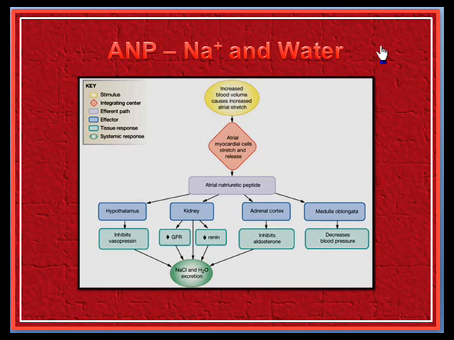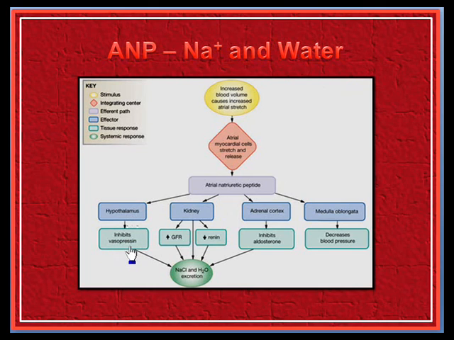Let us now see the role of ANP on the metabolism of sodium and water in the body. ANP stands for atrial natriuretic peptide. When there is an increase in the blood volume, it causes increased stretch of the atrial muscle. With this increased atrial muscular stretch, the myocardial cells in the atrium release the atrial natriuretic peptide. This atrial natriuretic peptide has action on the hypothalamus, on the kidney, on the adrenal cortex and on the medulla oblongata. By the action of ANP on the hypothalamus, there will be an inhibition of the ADH or vasopressin.